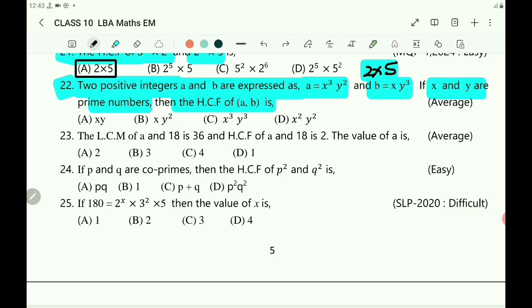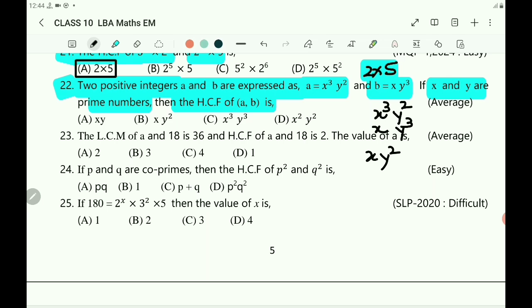You take the factors x cube y square and x y cube. It is already discussed that for HCF we have to consider the common factors. Here x cube and x are common. So we have to take the lowest power for the HCF, which is x. Then out of y square and y cube, we have to take the lowest power, y square.